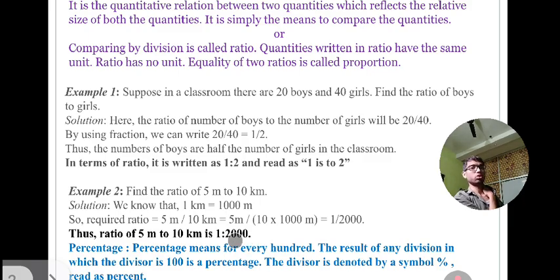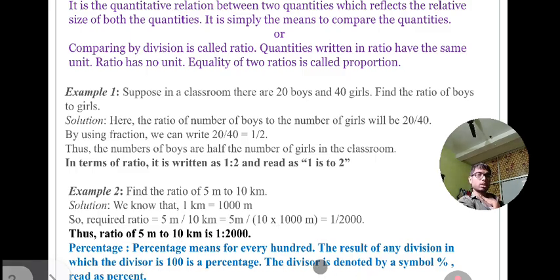This is what a ratio is. We converted kilometers into meters. Remember, units should be the same. Then we will be able to convert anything into a ratio. If units are different, you can make the units the same by using conversion.